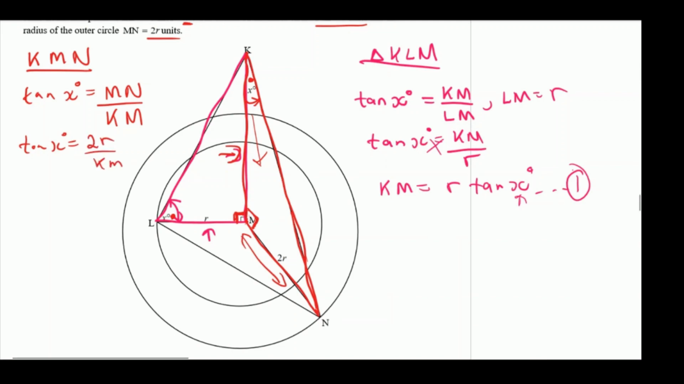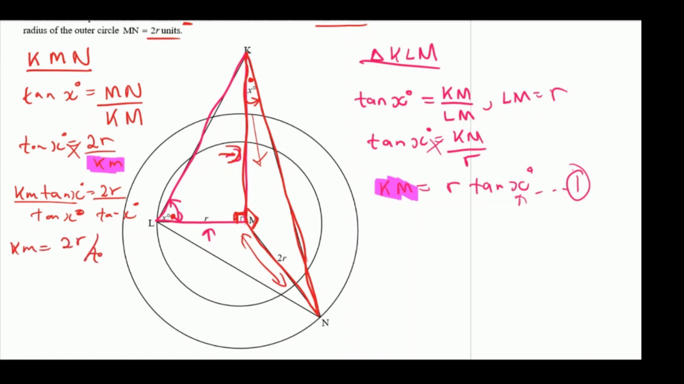So you see now that we have an expression for KM, which we used here, so you can equate the two. We cross multiply, and we have KM tan of x degrees equal to 2r. Then we divide by tan of x degrees, and we have KM equal to 2r over tan of x degrees. So now we have another equation, which is equation 2. Because we have KM and KM, you can simply equate both equations.